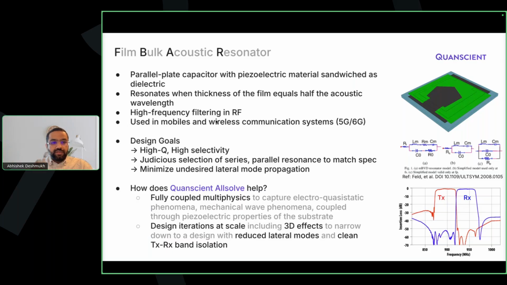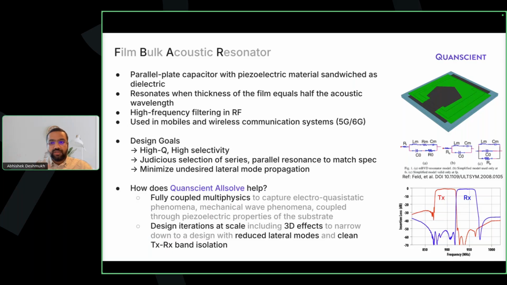And for the design of such devices, the design goals again: we need high quality factors so that we don't have a lot of smearing, then high selectivity, and we want to reduce the lateral modes of propagation, which we'll see how they affect the performance. And these are the design goals, and how Quanscient helps in this case is the fully coupled simulations.